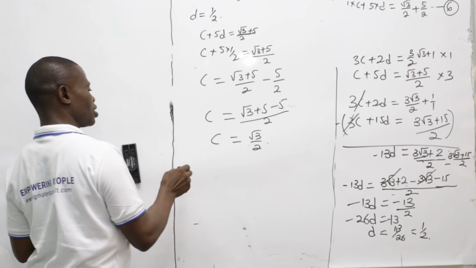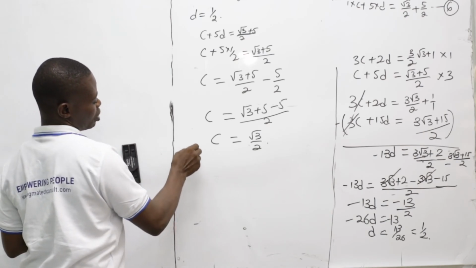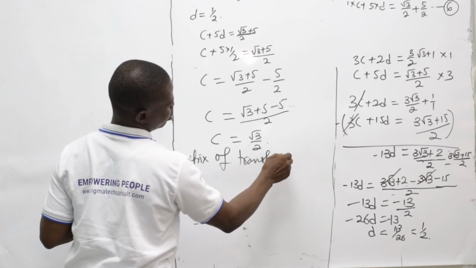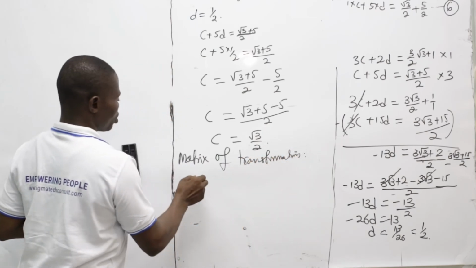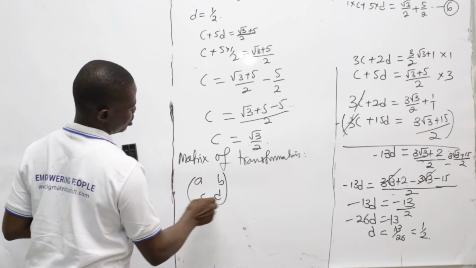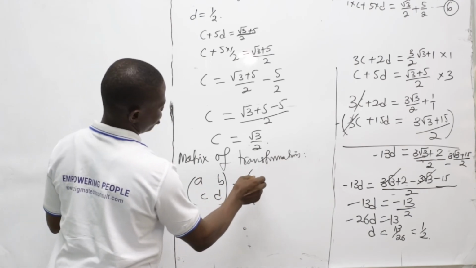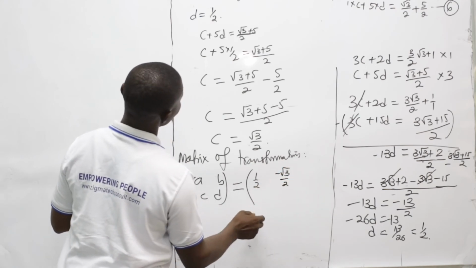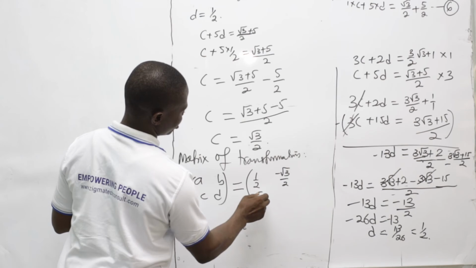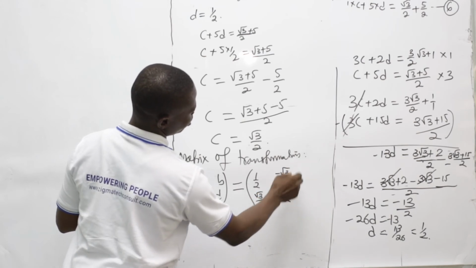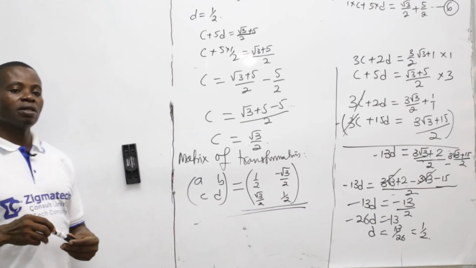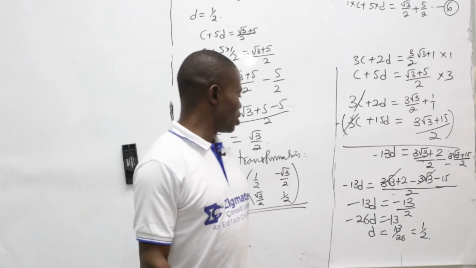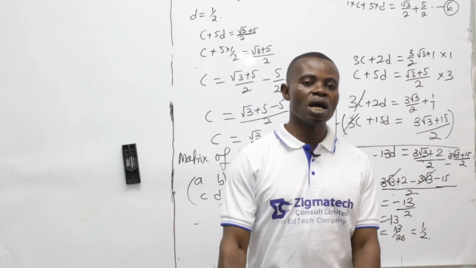Then the matrix of the transformation equals A, B, C, D equals A, 1 over 2, B minus √3 over 2, C √3 over 2, D 1 over 2. Final answer. The matrix of the transformation are 1 over 2, minus √3 over 2, √3 over 2, and 1 over 2.